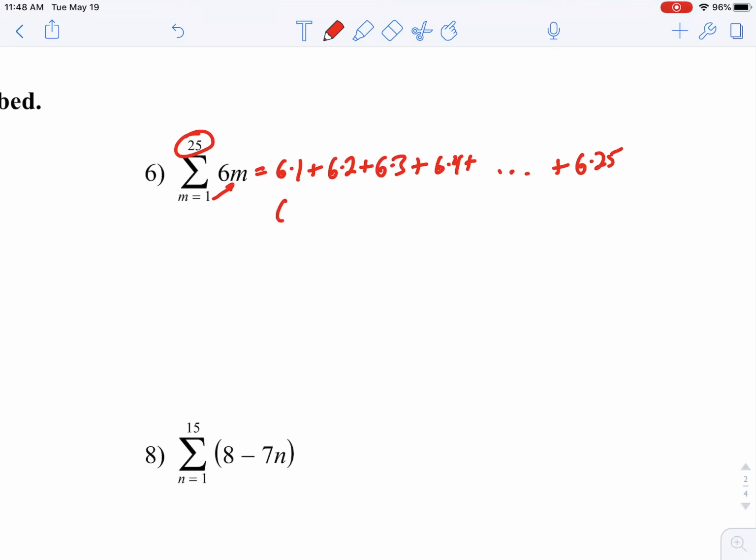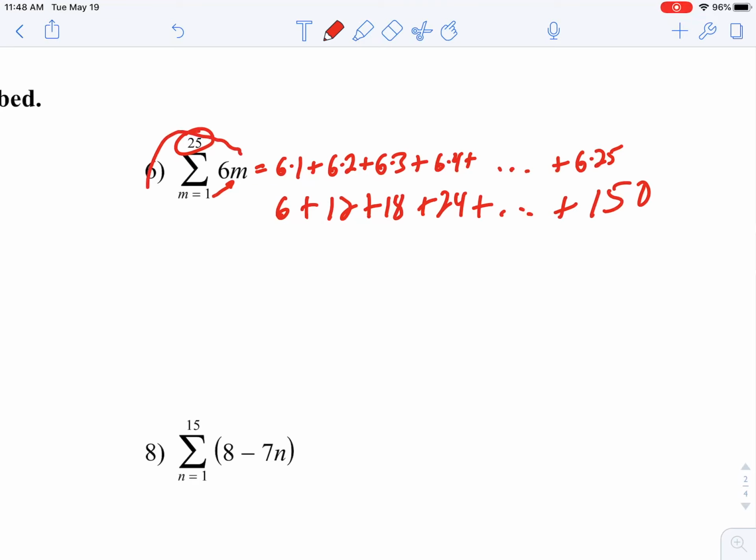Of course, 6 times 1 is 6, 6 times 2 is 12, 6 times 3 is 18, 24, dot, dot, dot, all the way up to, what's 6 times 25? 6 quarters is $1.50, so 150. So this sigma notation, here, that's looking a little sloppy. This sigma notation is a shortcut way of writing this whole thing out right here.